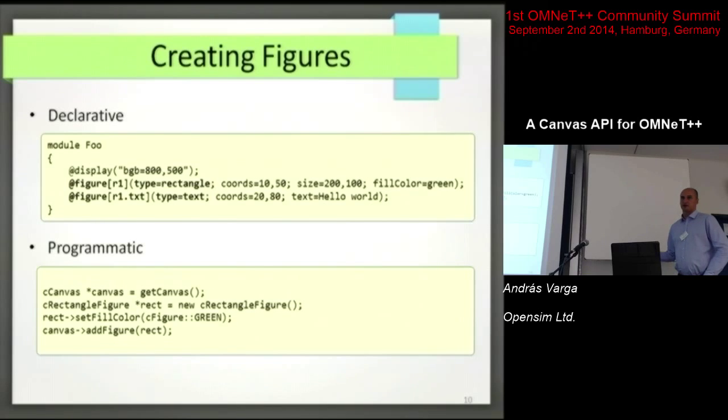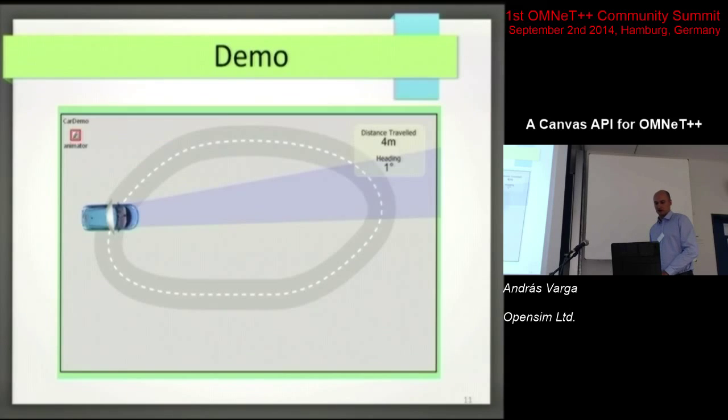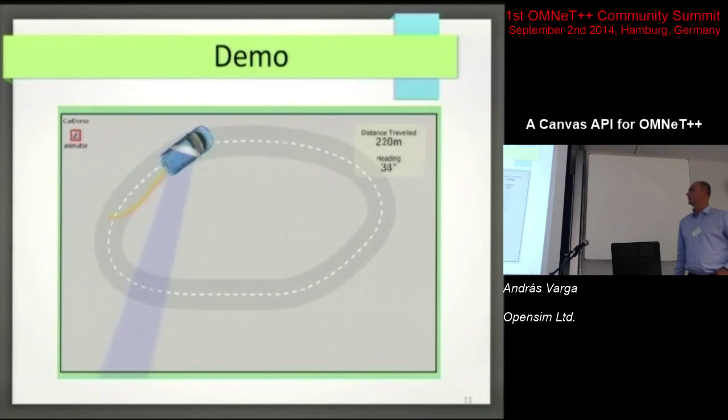And it will be displayed automatically. Or one can also create figures programmatically from C++ code. They are like normal objects. One can create them, insert them to the canvas, and set different properties on it. And it's also possible to get hold of a figure declared in the NED file. So one can also manipulate those. So there's a small demo here.